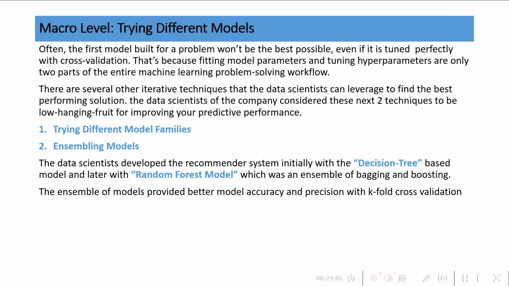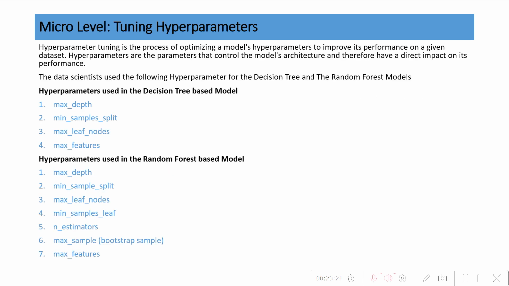So ensembling models was one of the advanced methods that we took, and the data scientists developed the recommender system initially with the decision tree based model and later with the random forest model, which is an ensemble of bagging and boosting. The ensemble of models provided better model accuracy and precision with careful cross validation. And then we tuned the hyperparameters for the two models.